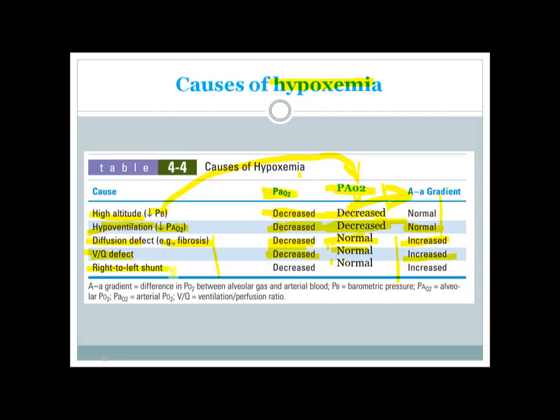In case of right to left shunt, suppose in situations like tetralogy of Fallot, the blood actually bypasses the pulmonary circulation, so it does not get the amount of oxygen that it should get from the alveolus. So alveolar oxygen concentration remains normal, but the partial pressure of oxygen in the arteries is reduced, leading to an increased A gradient. So this chart is very important, you have to remember it all.